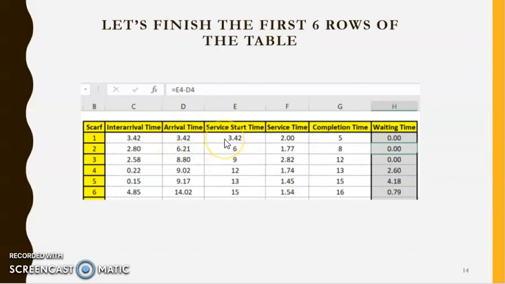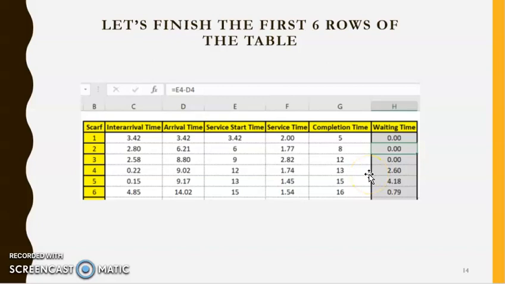So service start time in this line is E4, as you can see, and I'm referring to it here, E4 minus D4. Service start time minus arrival time, and here for example it is 0 0 0, but it shows for example scarf 4 needs to wait 2.6.